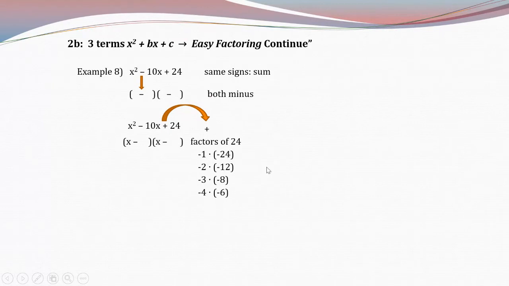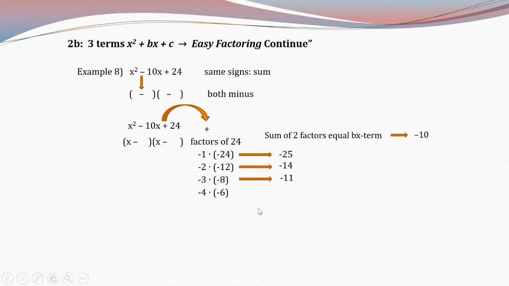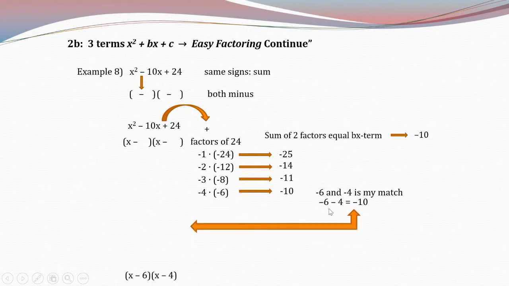So negative 1 plus negative 24 will give us negative 25. Negative 2 plus negative 12 will give us negative 14. Negative 3 plus negative 8 will give us negative 11. And this is to find the bx term. Negative 4 plus negative 6 will give us negative 10. So here's my combination: negative 4 and negative 6. So this is my solution. These are the factors of x squared minus 10x plus 24.